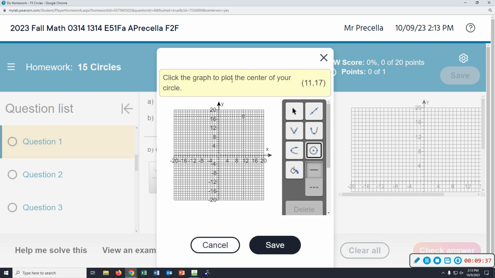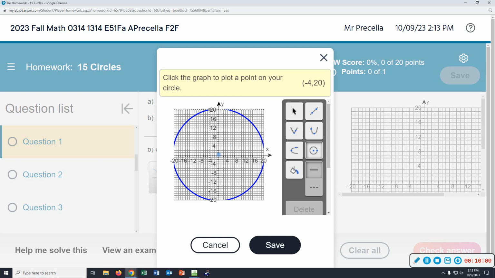The first thing they want you to do is plot the center. Now notice how tight it is there. So fortunately, remember, as you move your cursor around here above the toolbar palette, we'll see the ordered pairs changing. We want 0, 0. Is that the center?